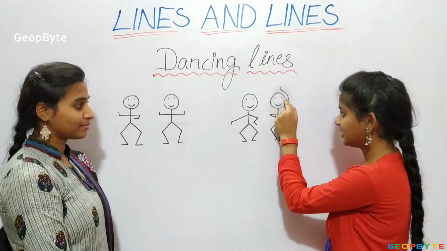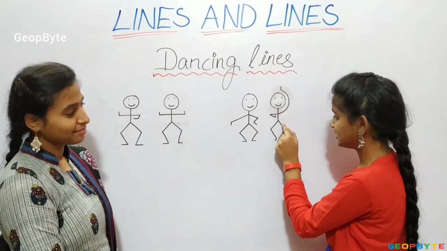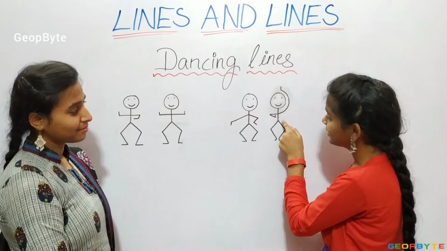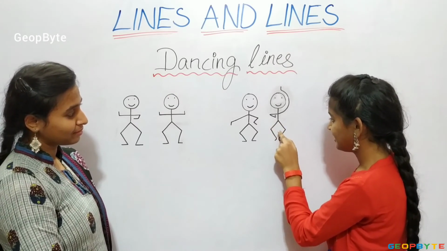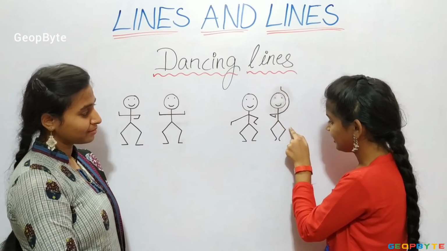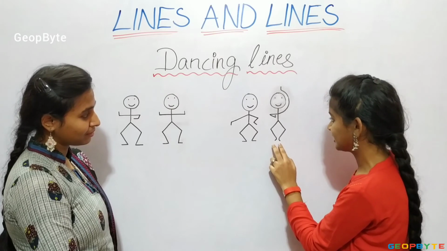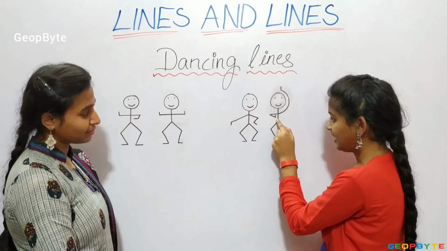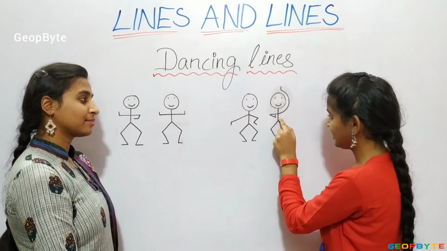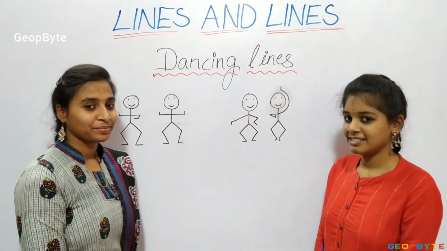A closed curve, small curve, standing line, slanting line, slanting line, slanting line, slanting line, and two small curves. Sleeping line, slanting line, standing line, a curve, and standing line.